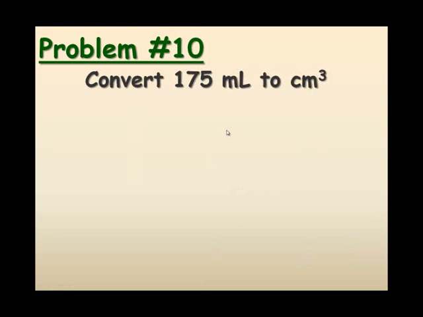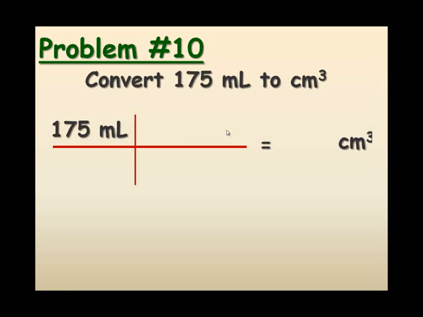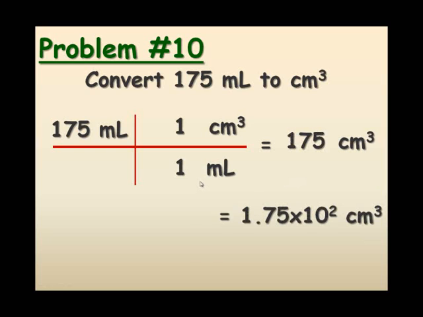Okay. Convert 175 milliliters to centimeter cubed. Start with 175 milliliters. I want milliliters down here. I want centimeters cubed up here. Now, one of the nice things that you need to also know, this is one of the most useful conversions in chemistry, is that 1 milliliter is 1 centimeter cubed. Okay? So if I were to take a little square, 1 centimeter by 1 centimeter by 1 centimeter, a little cube, and I filled it with water, it would be the same volume I'd have if I used 1 milliliter in the graduated cylinder. So you've got to know that. So 175 milliliters is 175 centimeters cubed.